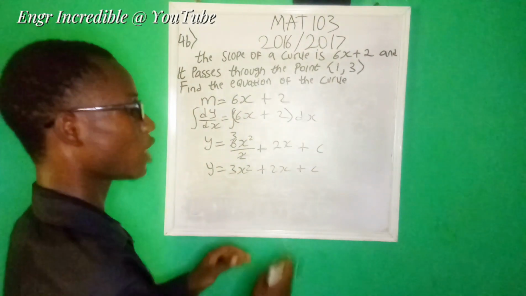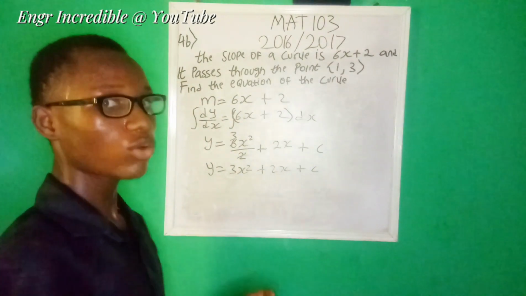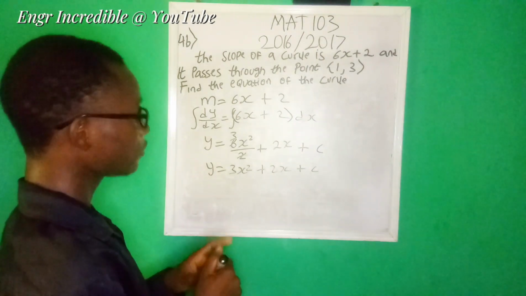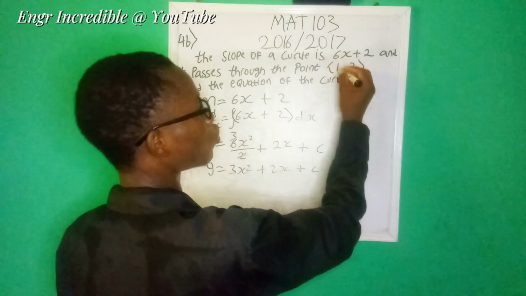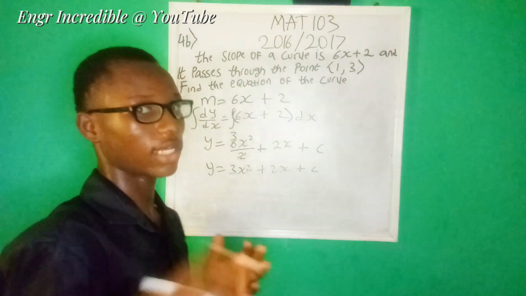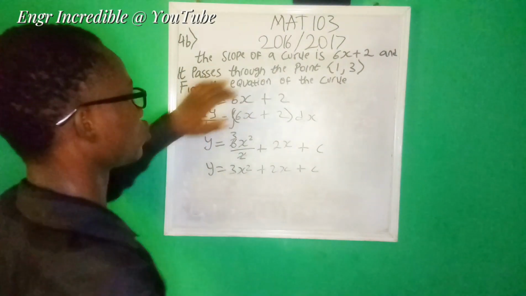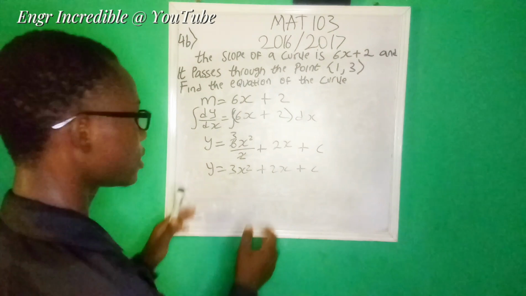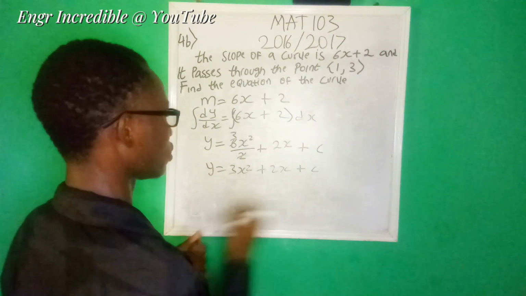But there's a problem there. We have a constant here. Now how do we get the constant? We were given the values x is equal to 1 and y is equal to 3. That is the point where the curve passes through. So we can easily get the value of the constant through that.